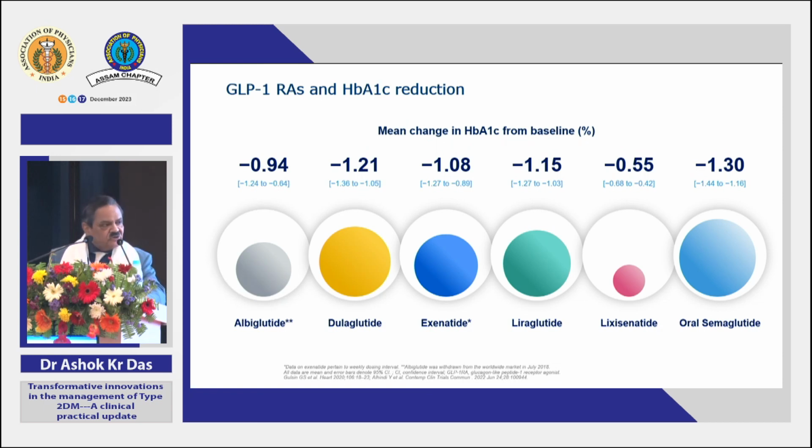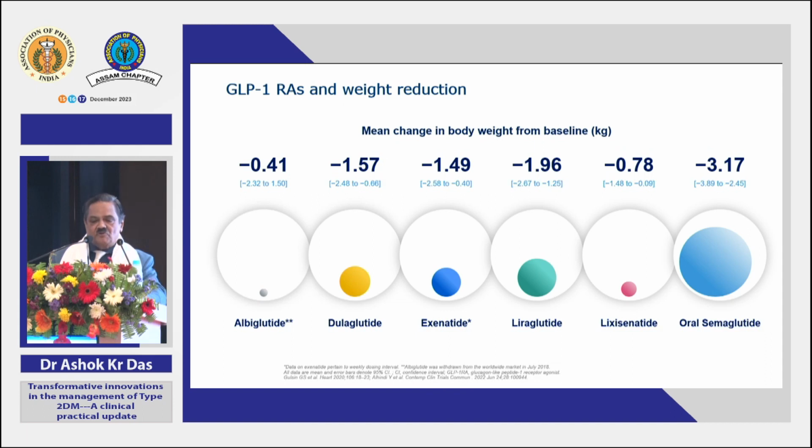The combination of GLP-1 RA semaglutide and SGLT2 inhibitors is also available, and you see the reduction in HbA1c can be double of what I have shown here. From 1.3, it will be minus 2.6. So it's a very effective anti-diabetes drug also.